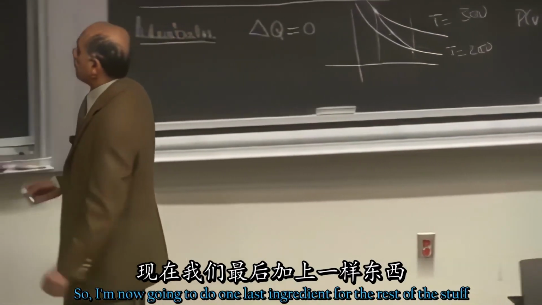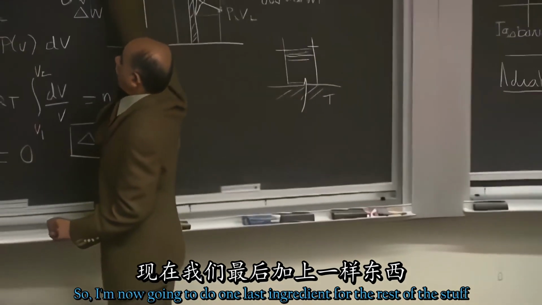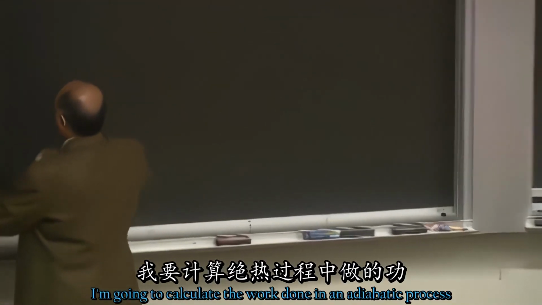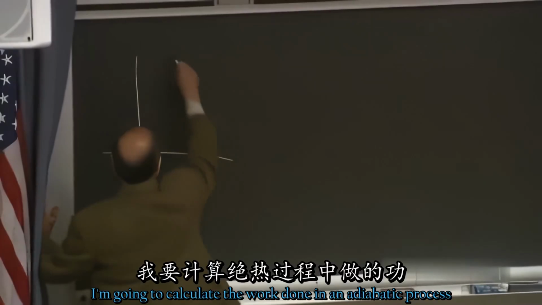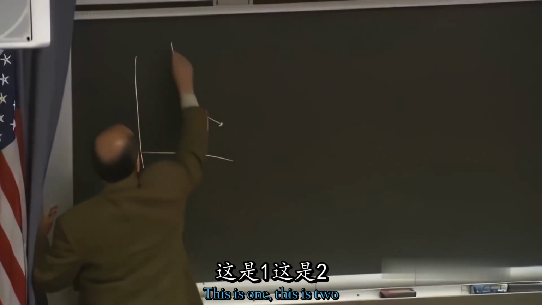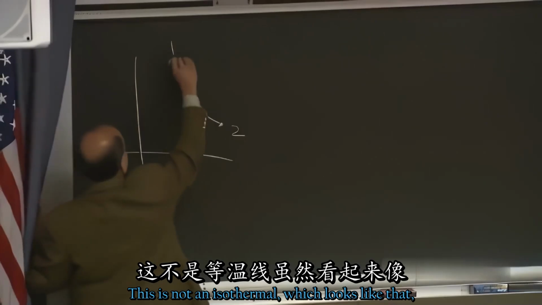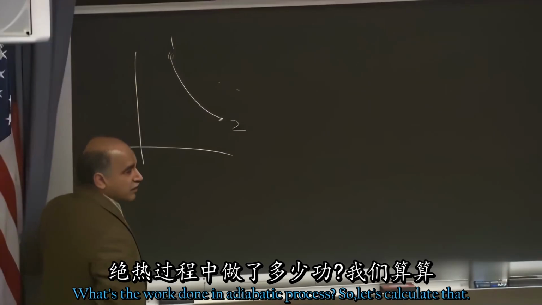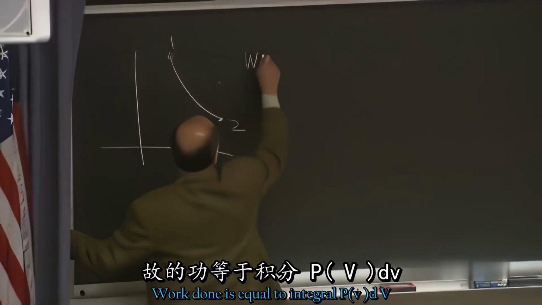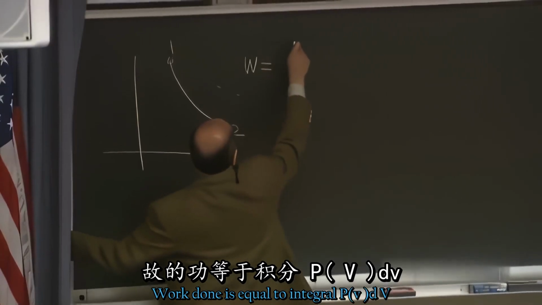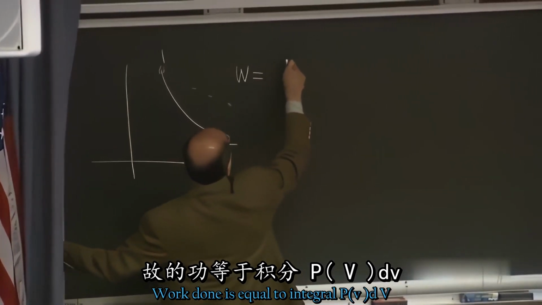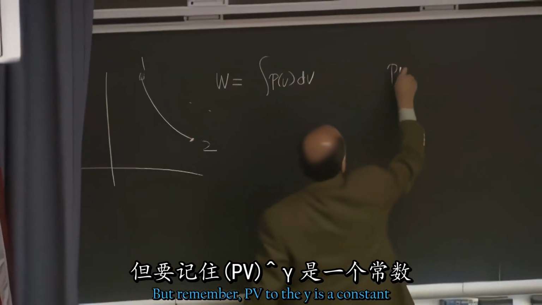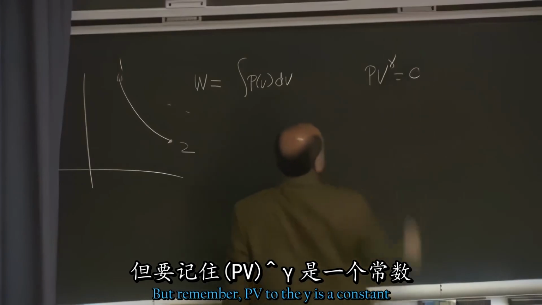So I'm now going to do one last ingredient for the rest of the stuff, which is the following. I'm going to calculate the work done in an adiabatic process from here to here. This is 1, this is 2. This is not an isothermal, which looks like that. It's an adiabatic process. What's the work done in an adiabatic process? So let's calculate that. Work done is equal to the integral of P dV, P of V dV. But remember, PV to the gamma is a constant.